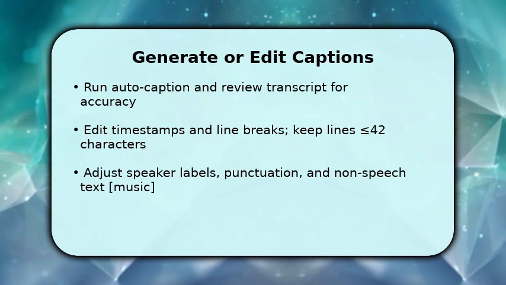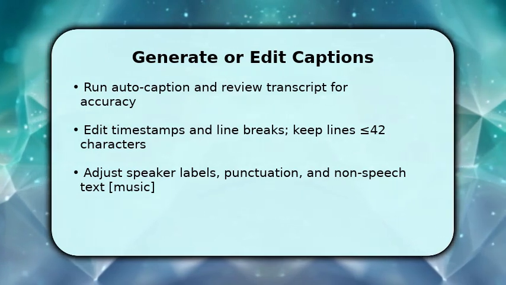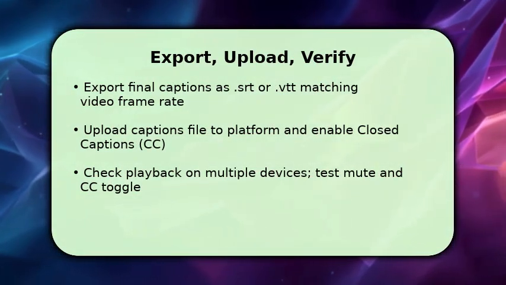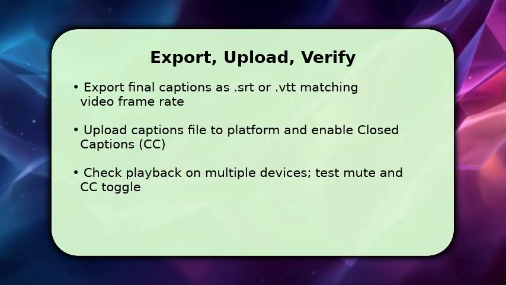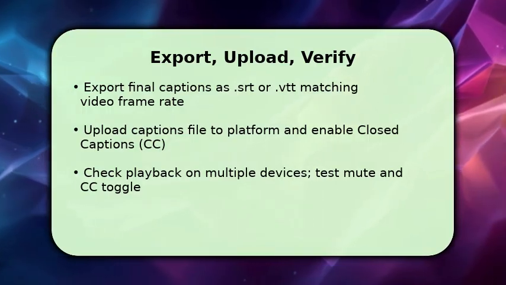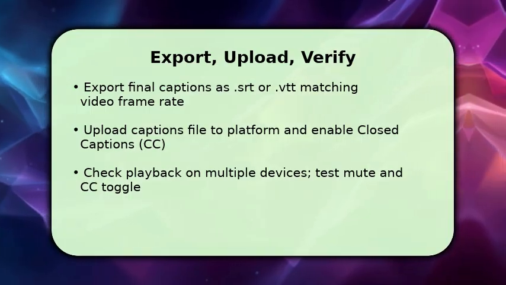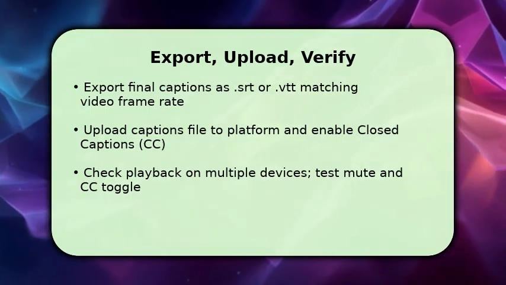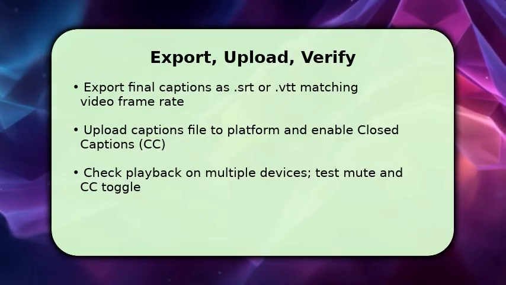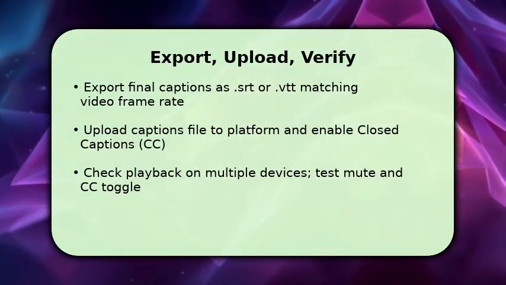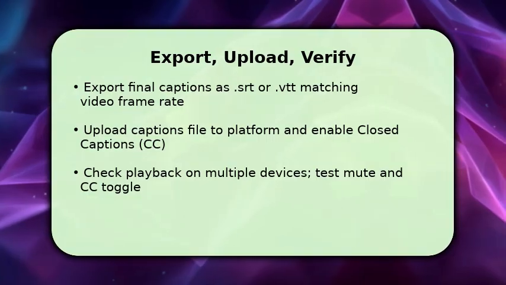This reduces confusion for viewers, and finish by exporting and deploying the captions. Save the corrected transcript as SRT or VTT with the same frame rate as the video, then upload it to the hosting platform and enable the closed captions or subtitles option so viewers can toggle them. Once uploaded, verify playback on desktop and mobile, mute the video to confirm captions match speech, and test different speeds.